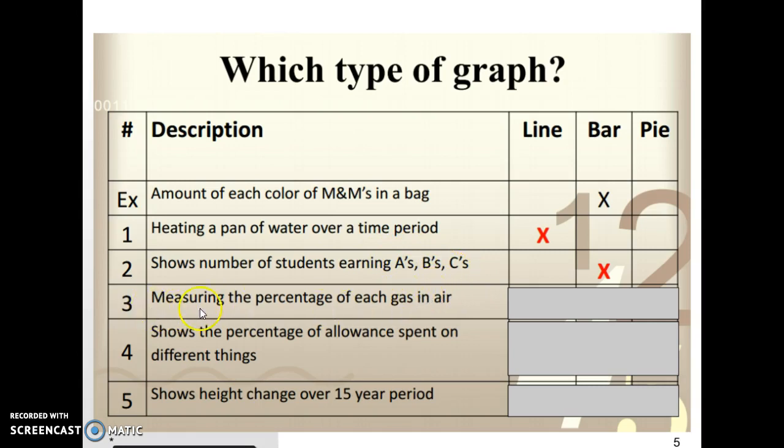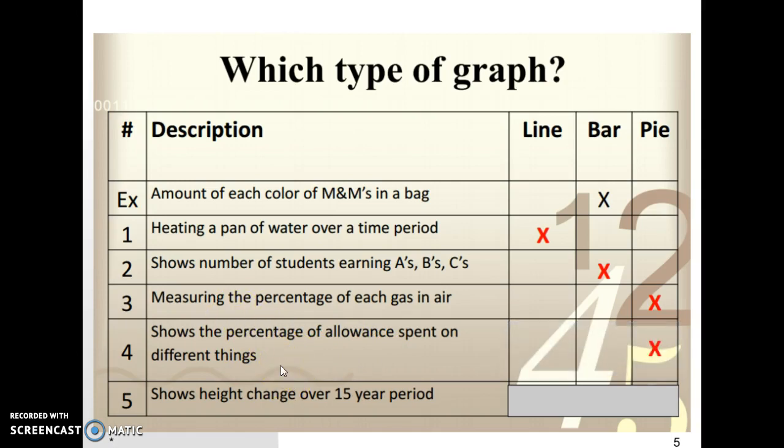Number 3, measuring the percentage of each gas in the air. This is your key word here, percentage. You should have picked pie. 4, shows the percentage of allowance spent on different things. Percentage, key term, should pick pie. And then for number 5, shows height change over 15-year period. 15 years, that's time. You should have picked line.